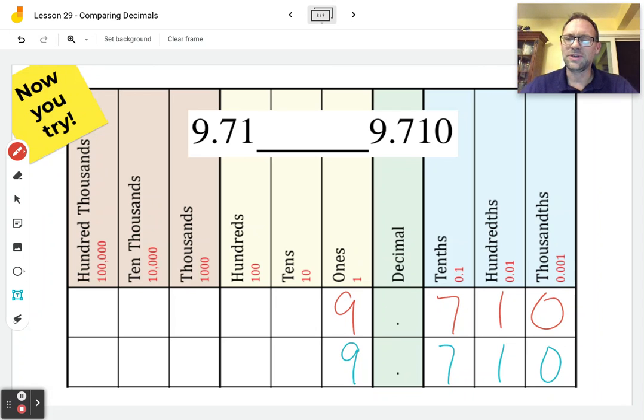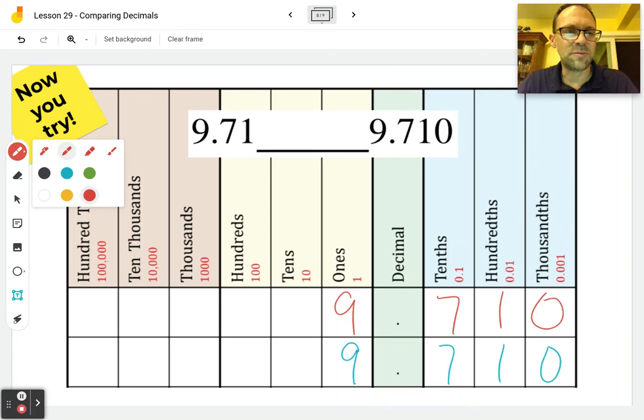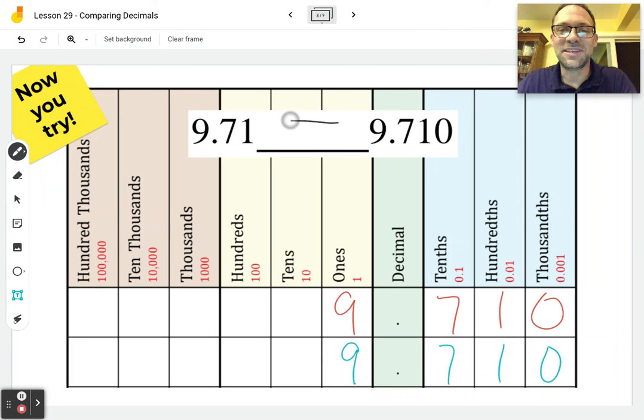And now we see, interesting. Now we see if we can compare, the ones place have identical digits, 9 and 9. The tenths have identical digits, 7 and 7. The hundredths have identical digits, 1 and 1. And the thousandths have identical digits, 0 and 0. If all the digits are equal, of course the numbers are equal too. And so, in order to make this number sentence true, we will write 9 and 71 hundredths is equal to 9 and 710 thousandths.